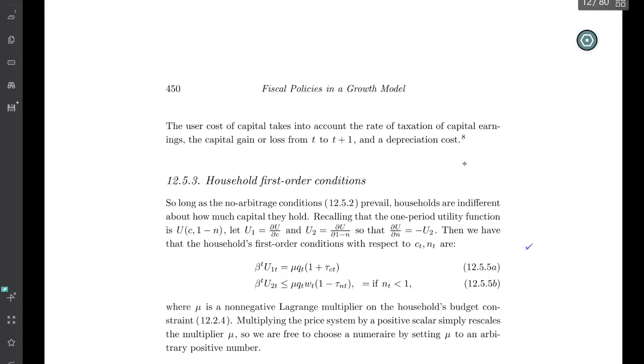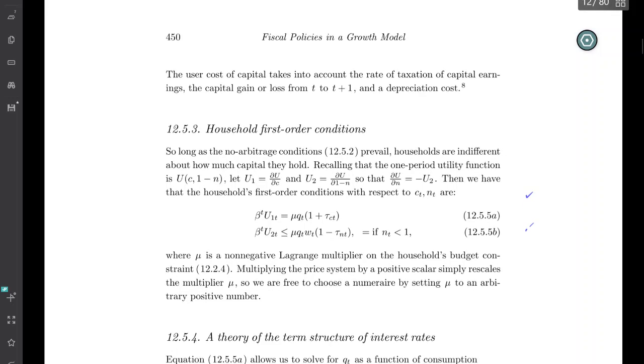And I'm going to assume, so we get our household first order conditions. So we get this condition for consumption, this condition for employment.